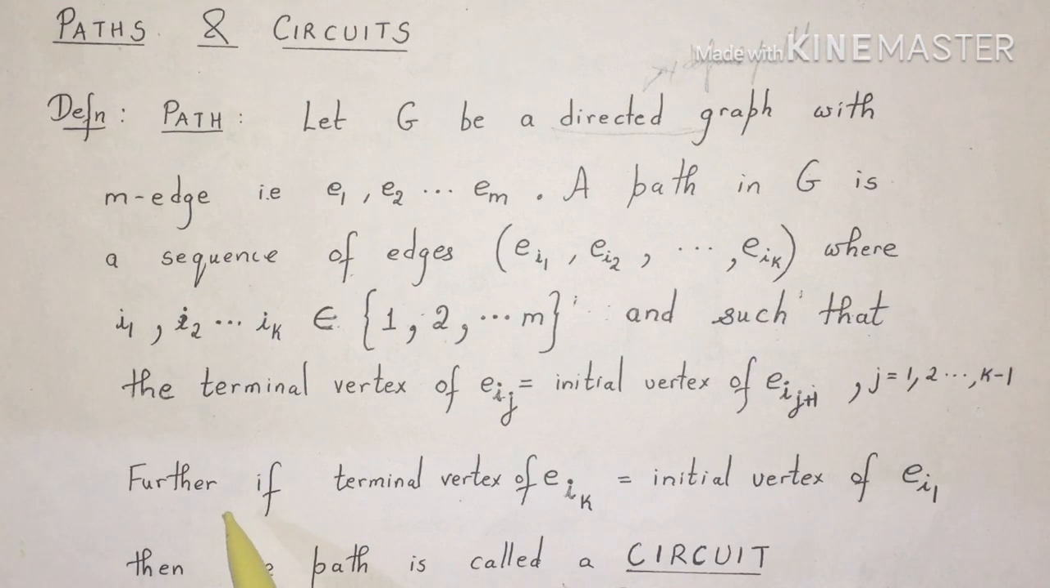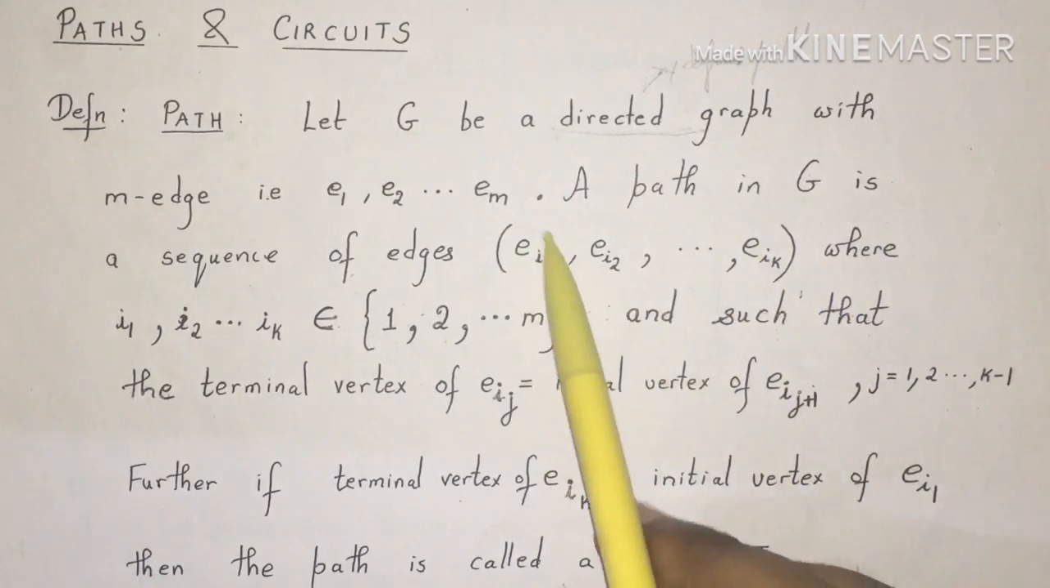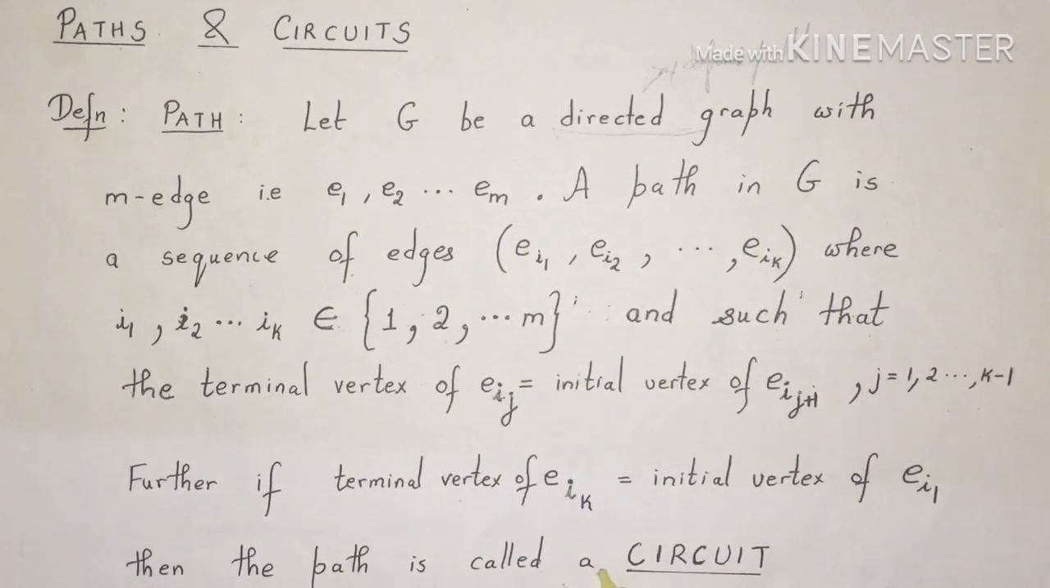In order to be a circuit, there is an additional condition. Further, if the terminal vertex of Eik is equal to the initial vertex of Ei1, then the path is called a circuit. Basically a path which returns back to its initial vertex. That is, the terminal vertex coincides with the initial vertex. So basically it forms a circuit.